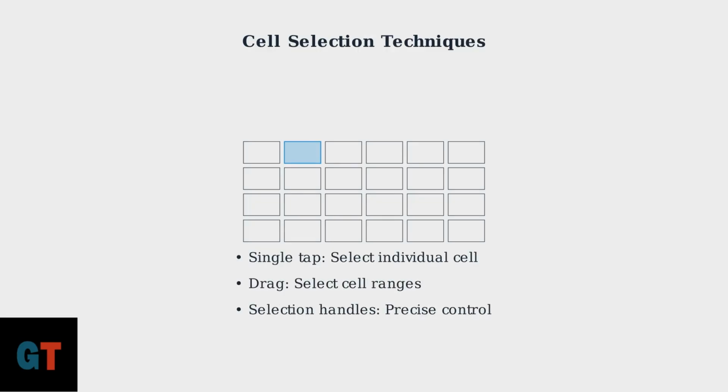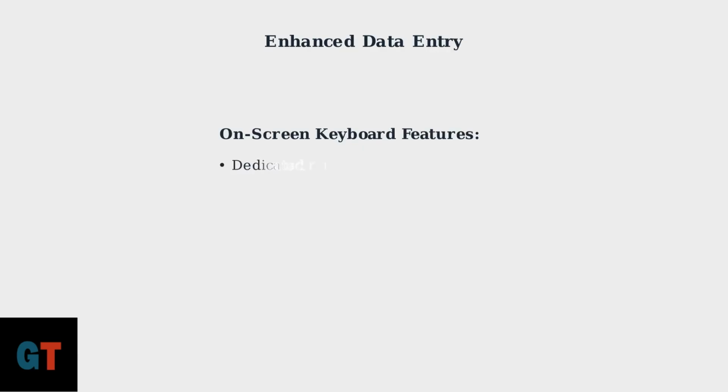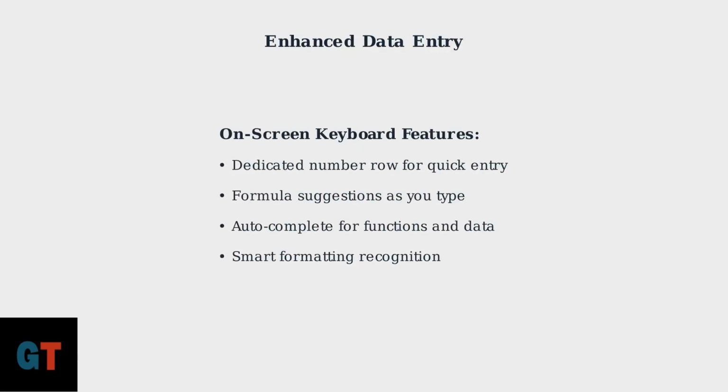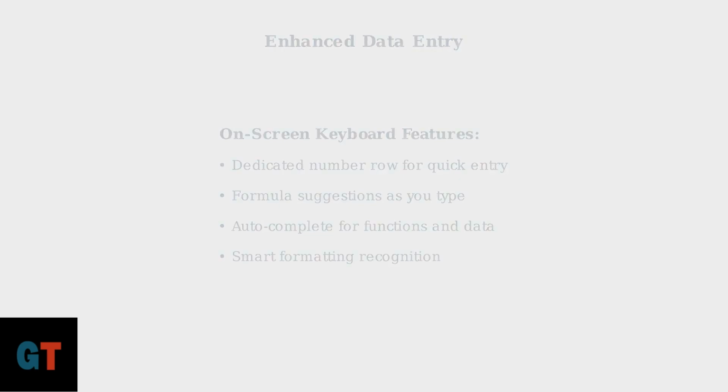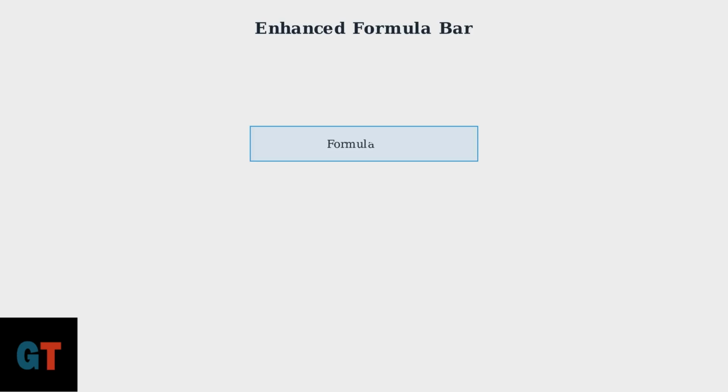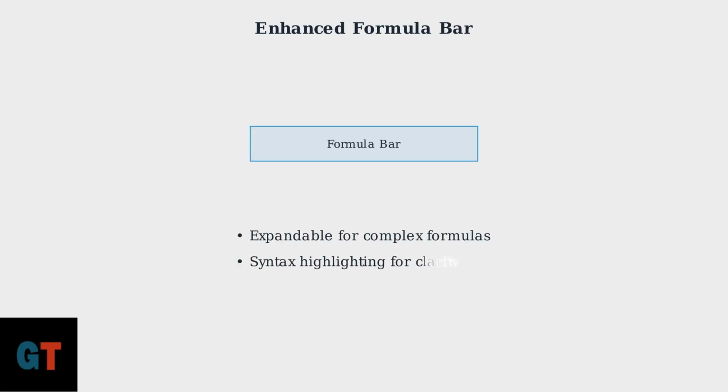Cell selection on iPad, Excel provides precise control through multiple methods. Single tap selects individual cells, while dragging allows range selection with visual feedback. The on-screen keyboard includes specialized features for spreadsheet work, including a dedicated number row, formula suggestions, and intelligent autocomplete functionality. The formula bar has been enhanced with syntax highlighting and error detection. It expands automatically for complex formulas and provides real-time feedback on your input.